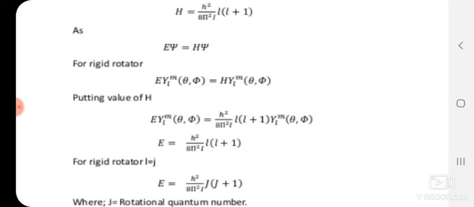For a rigid rotator, L is equal to J. For rigid rotation, L is equal to J. Therefore, the rotational energy level E is equal to h square by 8 pi square I into J into J plus 1, where J is nothing but the rotational quantum number. So, finally, we get the rotational energy level, h square by 8 pi square I into J into J plus 1.